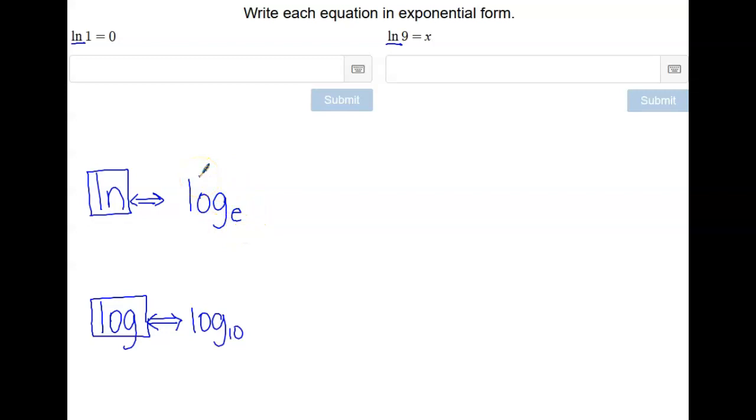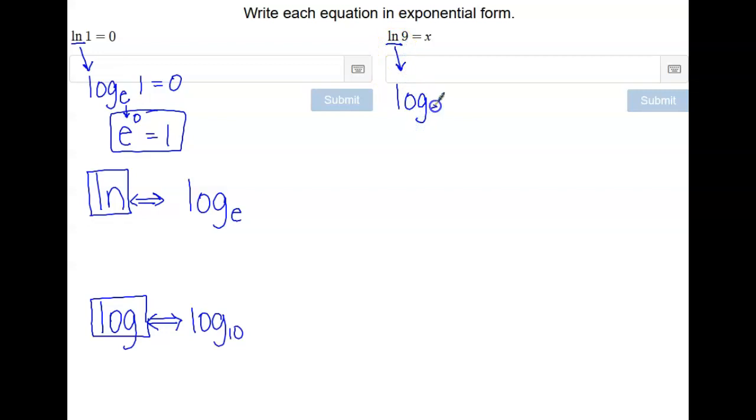So for the first one here, since I have ln of 1 equals 0, ln I can replace as log base e of 1 is equal to 0. So remember, this is going to stay our base. This becomes our exponent. This becomes our answer. So anything to the power of 1 is always equal to 1. So this is the correct way to write this. Again, we have an ln, so we can write that as log base e of 9 is equal to x. So again, this is going to become our base. And then these two just switch places. So this is e to the power of x is equal to 9.